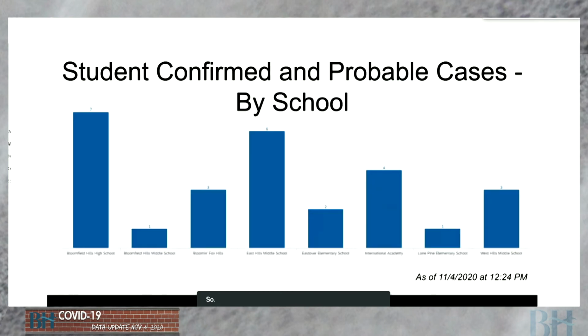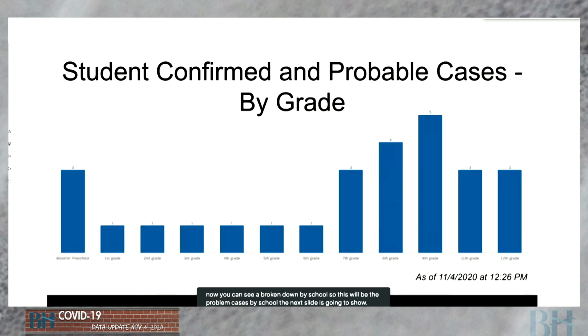So student confirmed and probable cases by school. Again, trying to provide as much transparency and detail for the community. So now you can see it broken down by school. This will be the probable cases by school. The next slide is going to show probable cases by grade. So not only can you see by school, but you can see by grade as well.